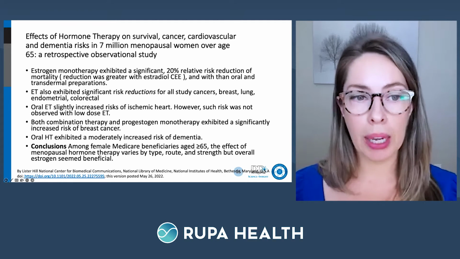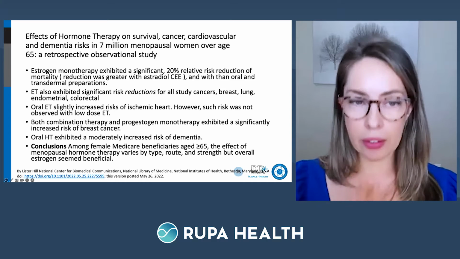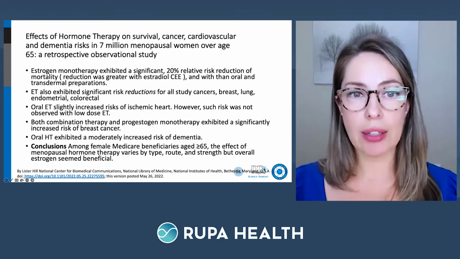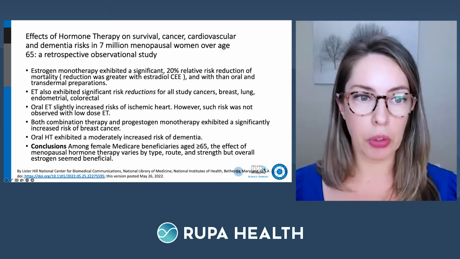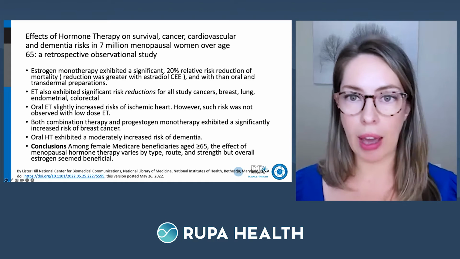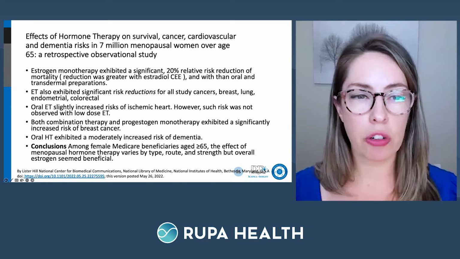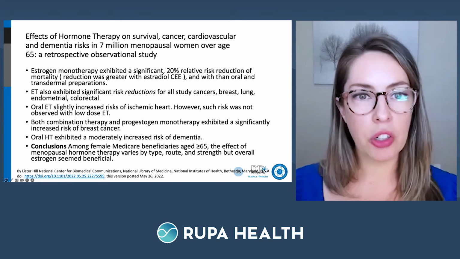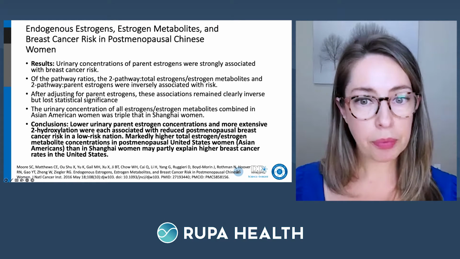And then the combination therapy, in this title, it's talking about progestogens. That was progestins that they were looking at. So we certainly know, we've seen that does increase breast cancer risk. Okay, so just vastly overwhelming new data coming out there.